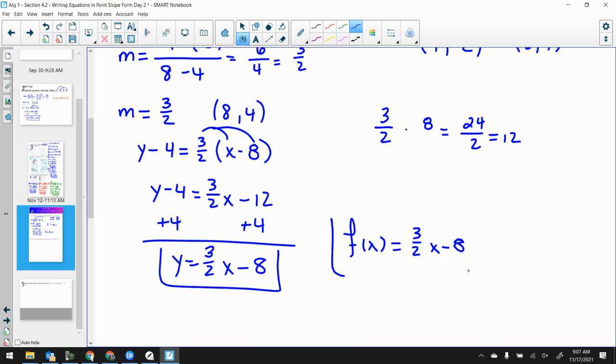Now, again, I said it yesterday, I'll say it again. For our purposes here, if you got to the 3 halves x minus 8, I'm good. But if it says to write a function, we should be formal, we should write a function.